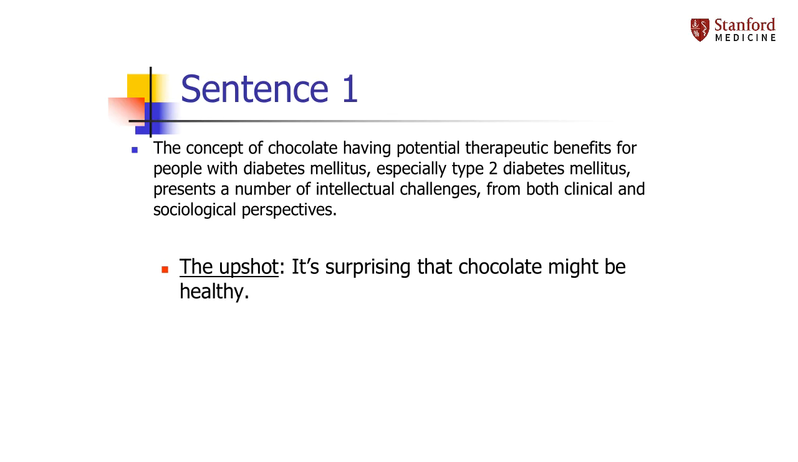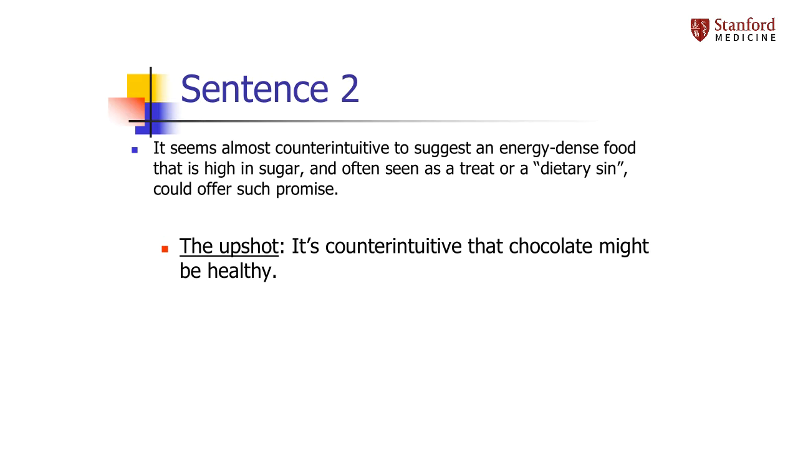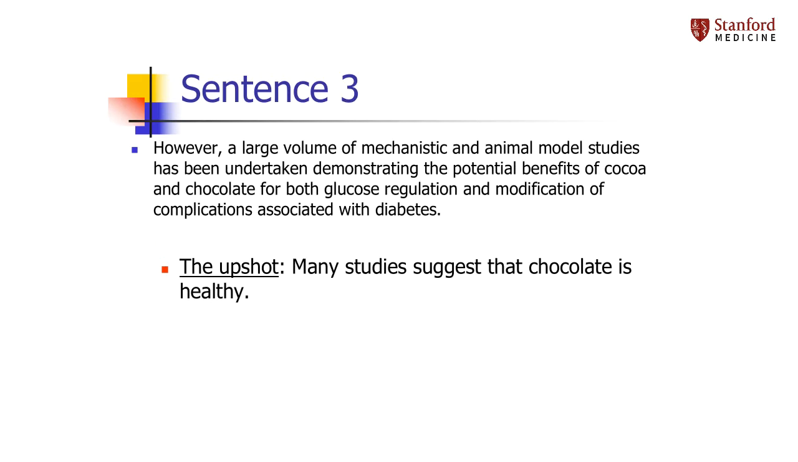The concept of chocolate having potential therapeutic benefits for people with diabetes, especially type 2 diabetes, presents a number of intellectual challenges from both clinical and sociological perspectives. I think that just boils down to something very simple. It's surprising that chocolate might be healthy. Second sentence says, it seems almost counterintuitive to suggest an energy-dense food that is high in sugar and often seen as a treat or dietary sin could offer such promise. This boils down to, it's counterintuitive that chocolate might be healthy.